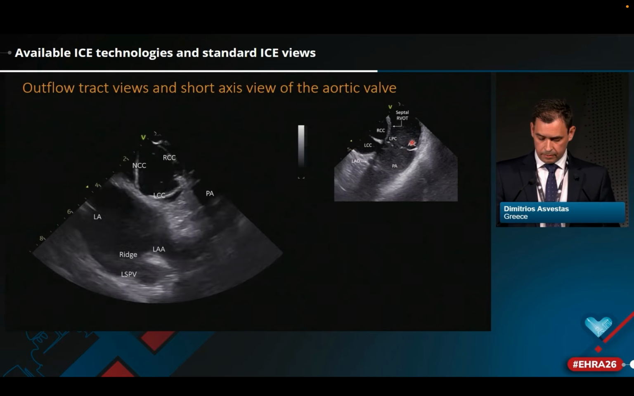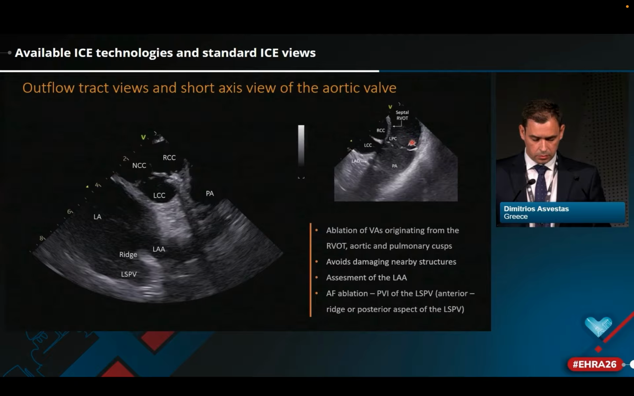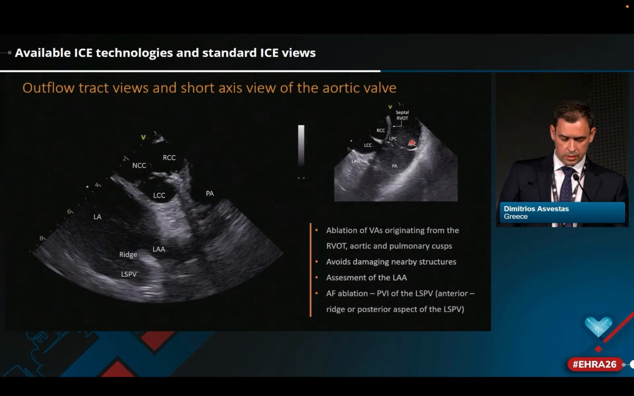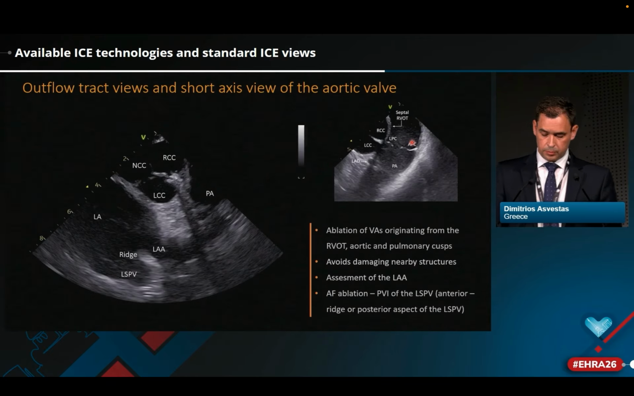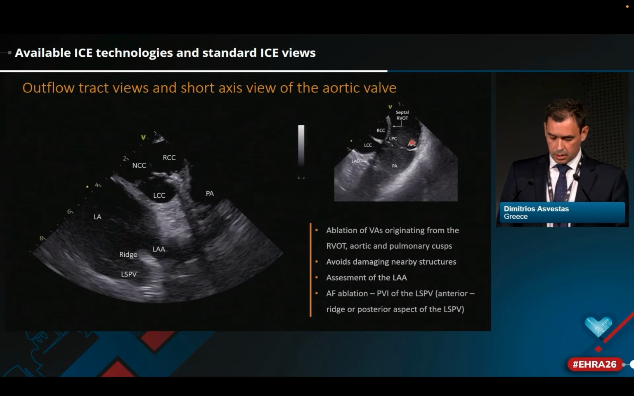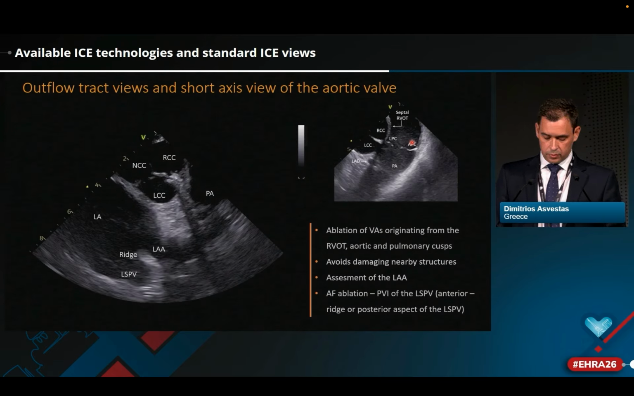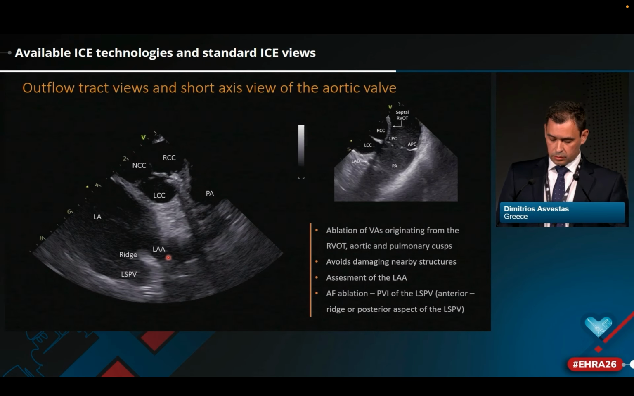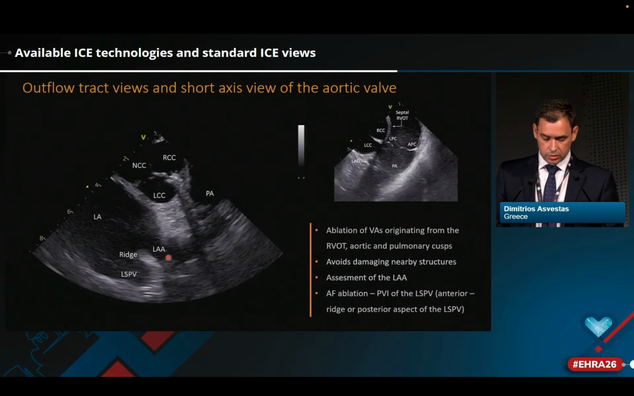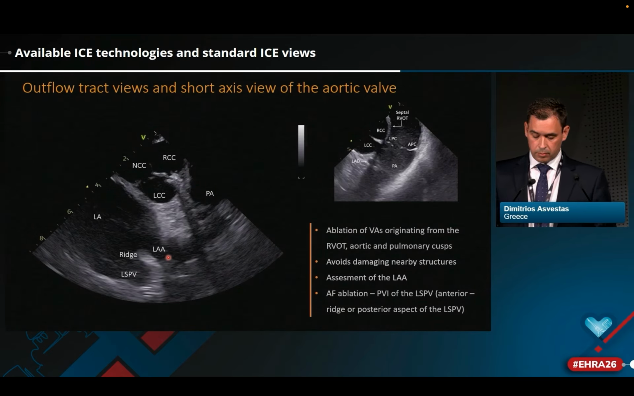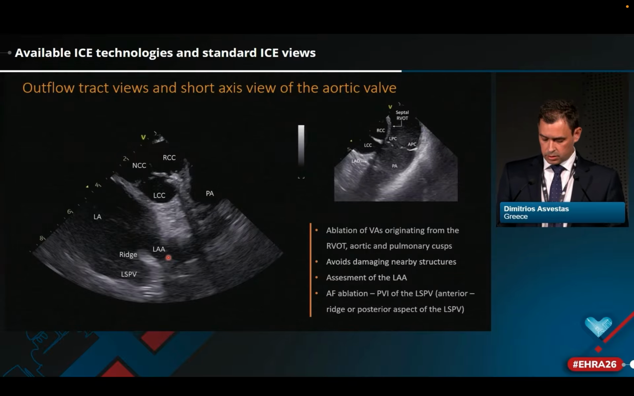This view is important to guide ablation of ventricular arrhythmias originating from these structures. It is important to prevent collateral injury to structures such as coronary arteries, and it is an important view for assessment of the left atrial appendage. And for ablation, it is important for assessment of the position of the catheter relative to the ridge or the posterior aspect of the left superior pulmonary vein during pulmonary vein isolation.